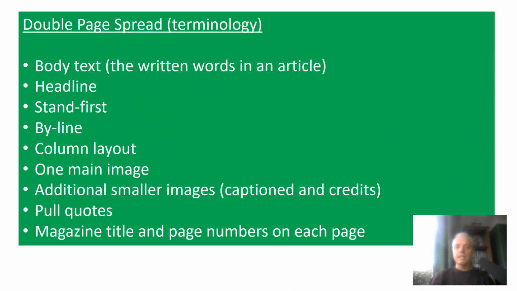So key things that you have to be able to identify in a double page spread are listed here, and I've just taken these off the brief that we've previously been looking at. So of course a lot of these you'll be familiar with. Body text, from when we look at newspapers, is the written words, the main body of the article. The headline we'll be familiar with, and we'll go through other ones as well.